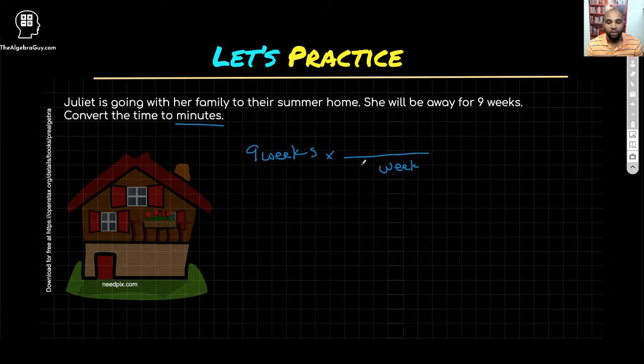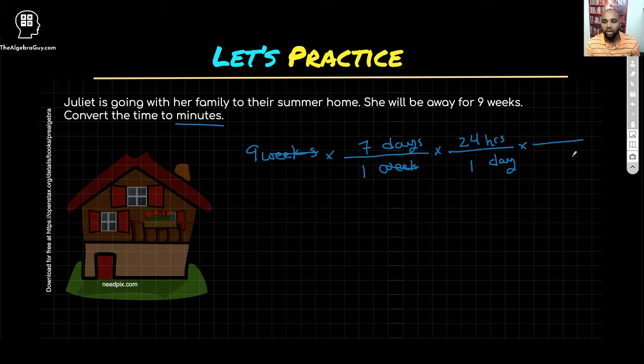So for 1 week, I know there are 7 days. Okay, so I know 7 days. And let's do days now. I got to get rid of my, so I cancel my weeks out. Now I'm working with days, but I don't want days. I want minutes. Well, let's see. In 1 day, do I know how many minutes? No, but I do know in 1 day there are 24 hours.